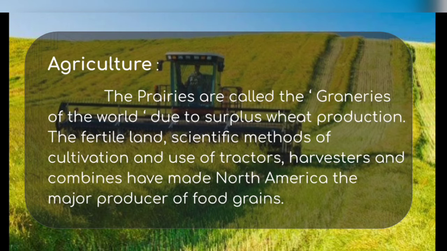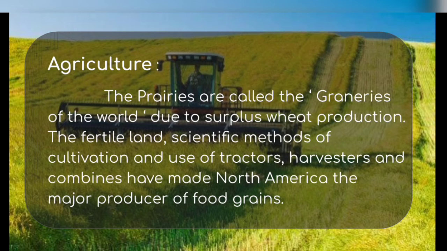Agriculture. The prairies are called the granaries of the world due to surplus wheat production. What are granaries? It is a place to gather all the grains. So because of more wheat production, it is known as the granaries of the world.